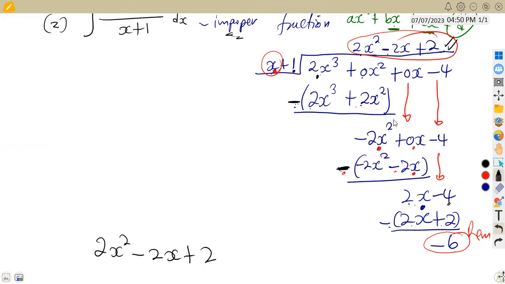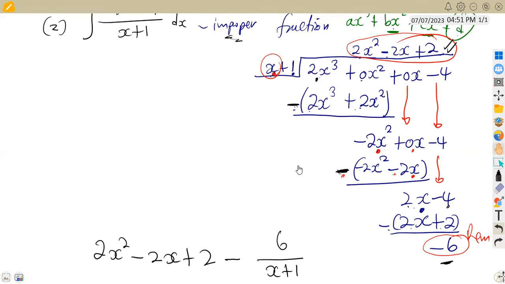This is the exact term that you obtained, but there is a remainder of negative 6. So we are going to write our remainder as negative 6 over what was dividing, in this case x plus 1 as it is. So we divide back by x plus 1 like this. So this is the whole expression, this one, guys, that you see here.